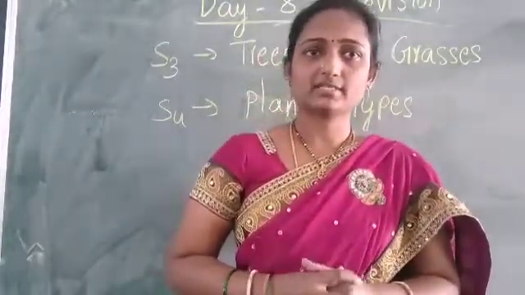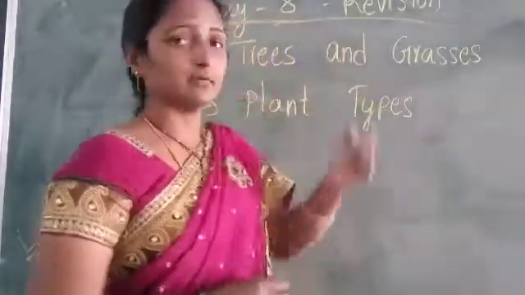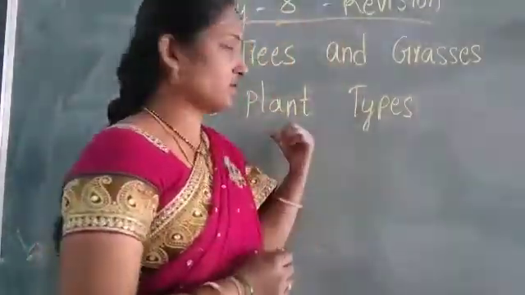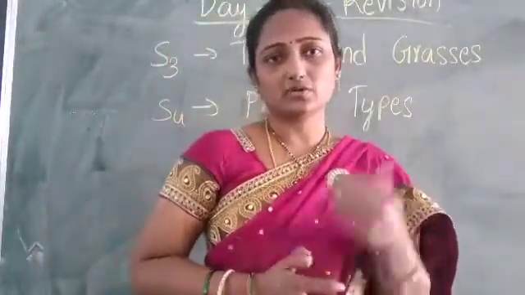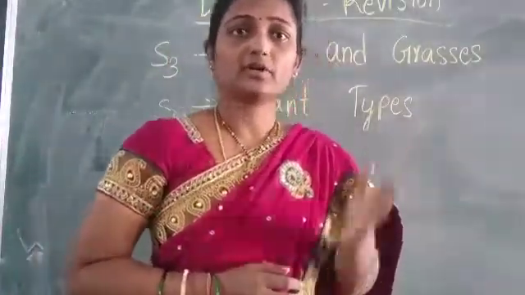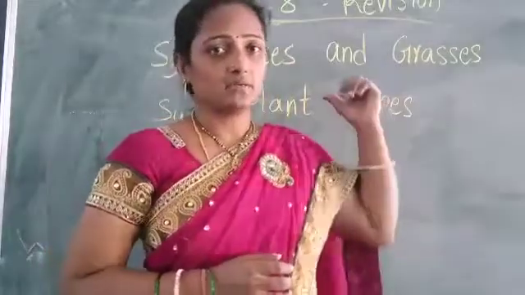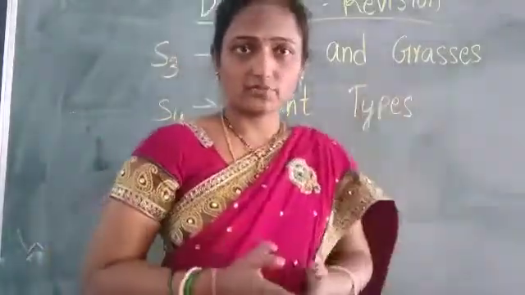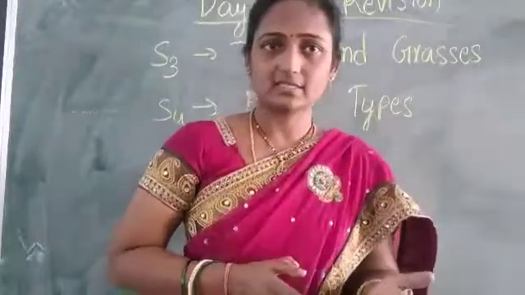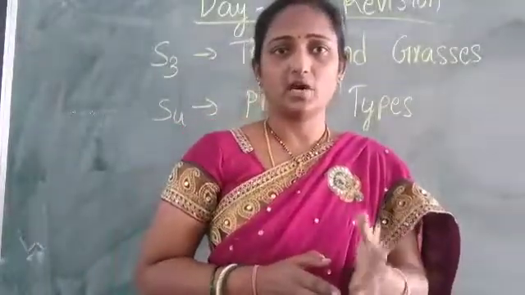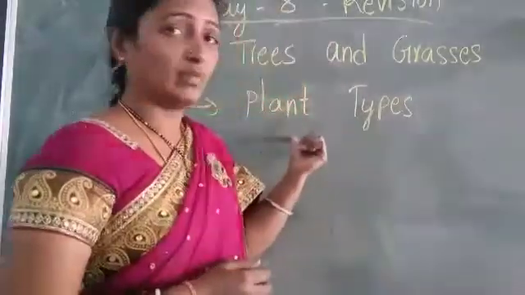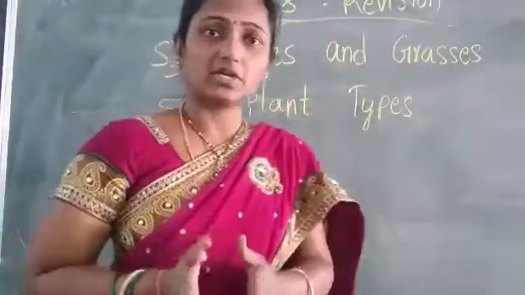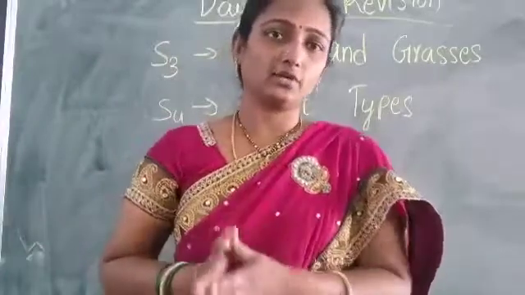So what did we learn in S3? Trees and grasses. And S4, plant types. In trees and grasses, these are also a kind of plant type. And what did we learn in this? Features of trees, features of grasses, and how they are different. How the trees are different from grasses. And similarly, the plant types, how they are similar to each other and how they are different from each other.